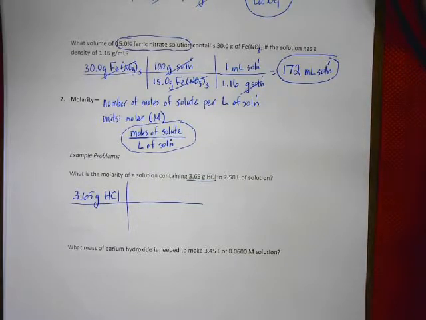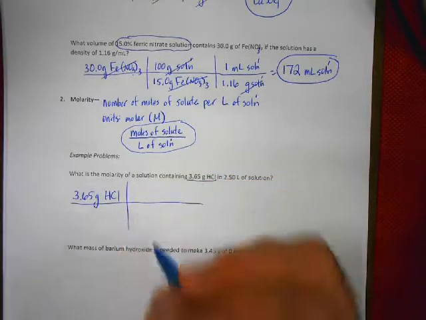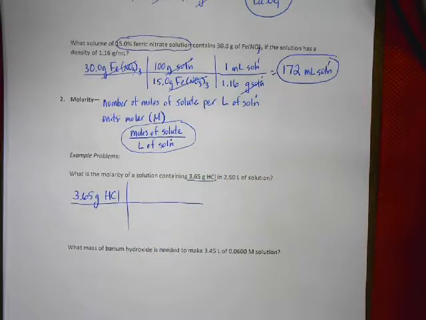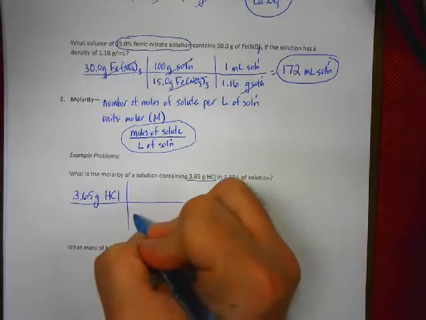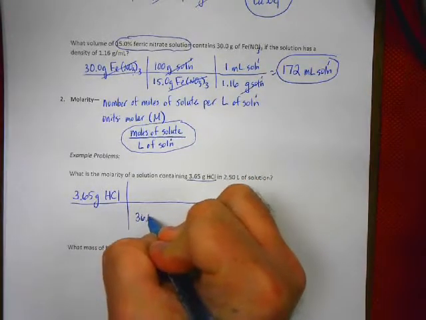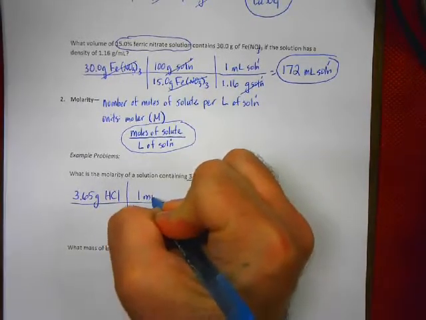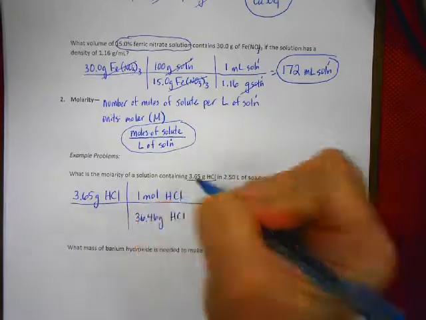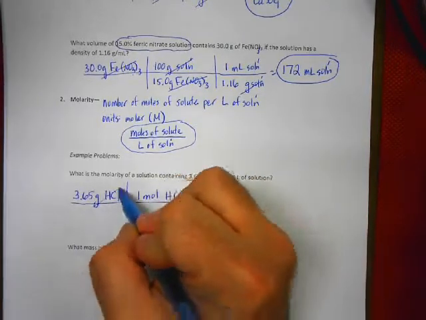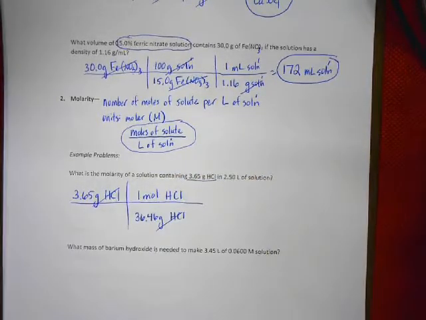Hydrogen is 1.01, chlorine is 35.45, so it's 36.46 grams of HCl per mole. So the grams go in the bottom, 36.46 grams of HCl. 1 mole goes on top. So that gets rid of our grams. So we have our moles of solute.